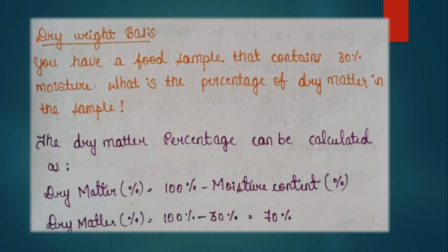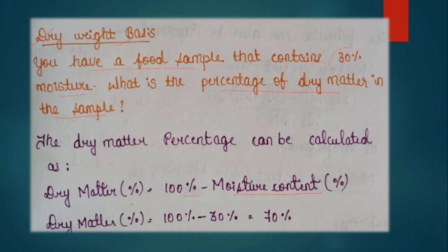And the third problem is on the dry weight basis. You have a food sample that contains 30% moisture. What is the percentage of dry matter in the sample? The dry matter percentage can be calculated by: dry matter percentage is equal to 100% minus the moisture content percentage.